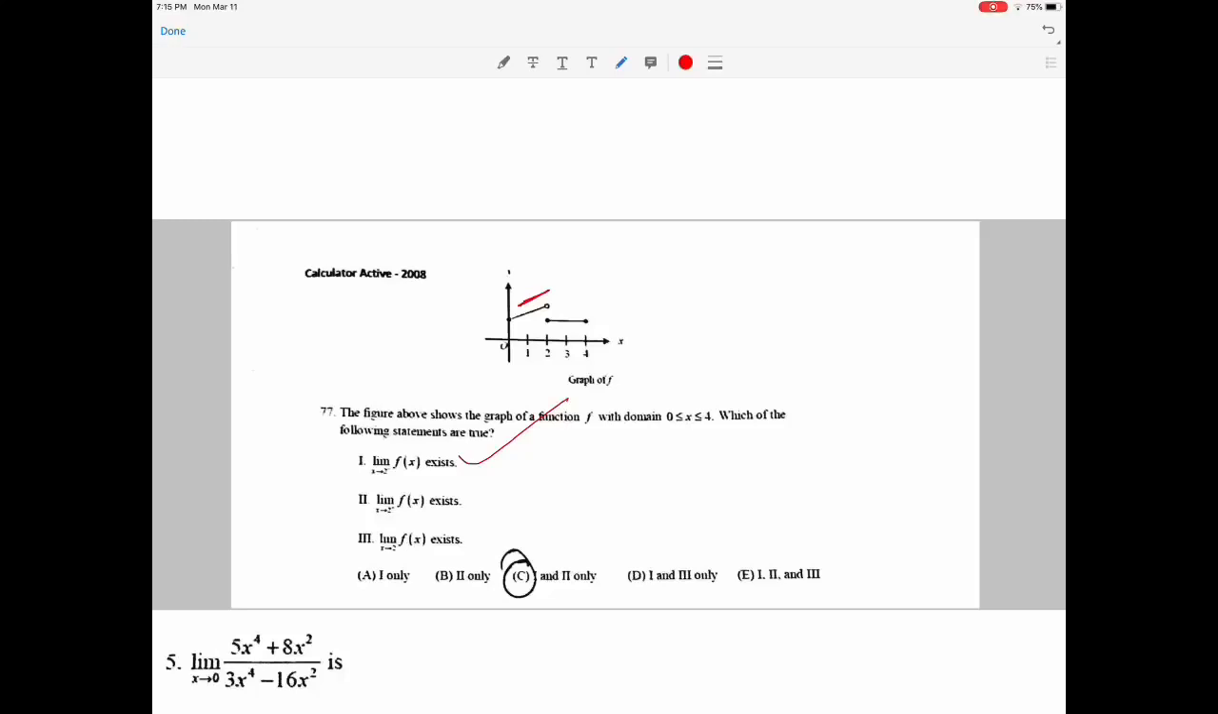Limit as x approaches 2 from the right side exists. As we can tell, it exists. Limit of f of x as x goes to 2 exists. It doesn't exist, since the left and the right limits are not equal, so that statement is wrong. So we are left with C, 1 and 2.